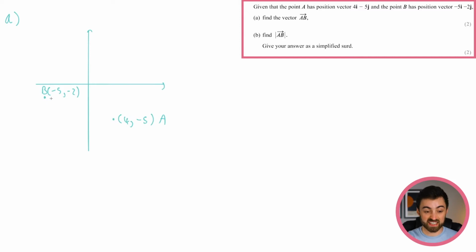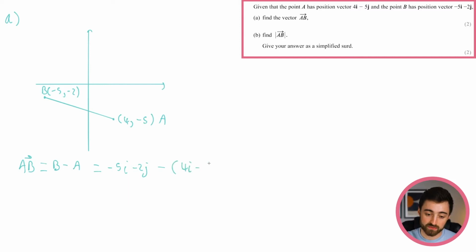And it's just going to be this line here. It's going to represent that line. But you're basically just going to do one take away the other. It's going to get you the differences between the x coordinates and the differences between the y coordinates. So AB is just always going to be B minus A. Pretty simple. So in this case, it's just going to be minus 5i minus 2j, and then minus brackets 4i minus 5j. And that's going to get me that line, basically. So what i's am I going to get? Minus 5 minus 4 is going to be minus 9. Minus 2 minus minus 5 is going to be minus 2 plus 5, which is plus 3.